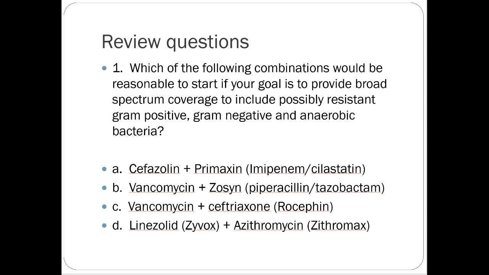So yeah, B is the correct answer. Just to go through the incorrect ones, A is not correct. Why? Anybody have an idea why A isn't correct? Yeah, so cefazolin's a first-generation cephalosporin that really only covers MSSA and some other general gram-positives, but no MRSA coverage. Primaxin's super broad spectrum, so that's good for the anaerobic and gram-negative and Pseudomonas side. You're just missing MRSA.